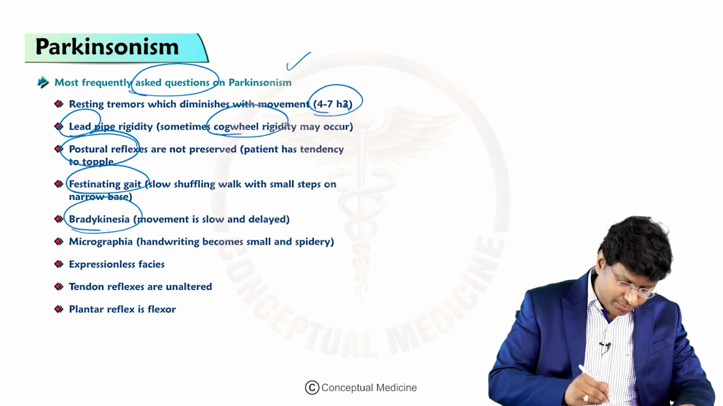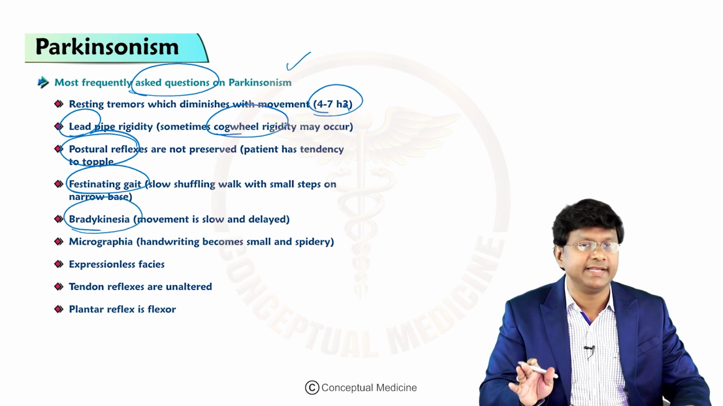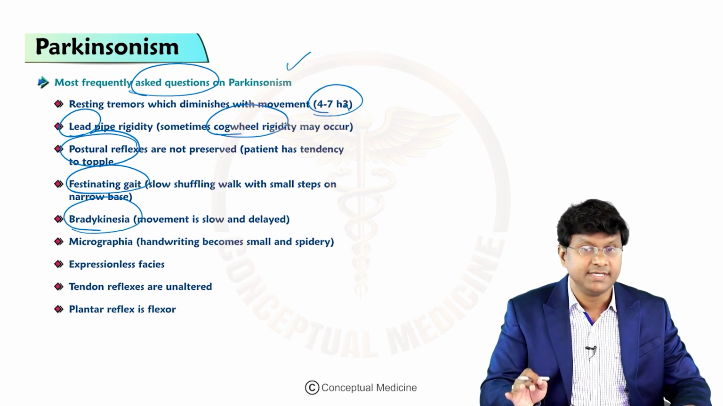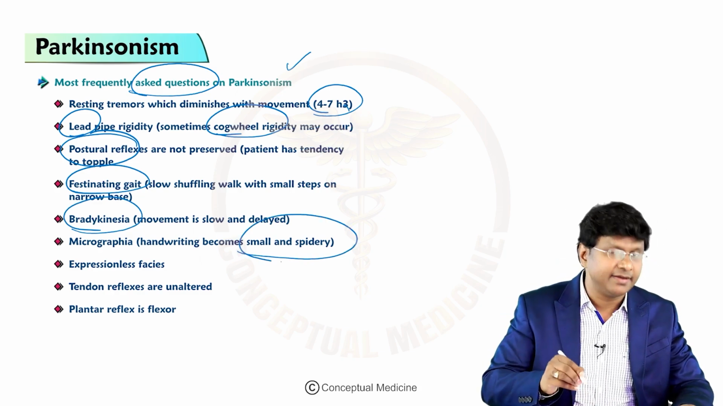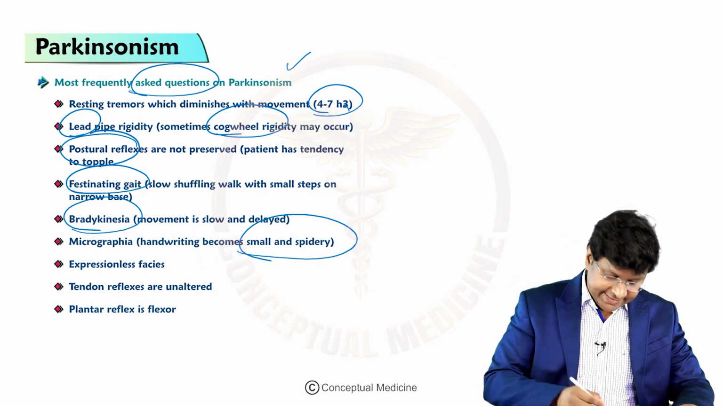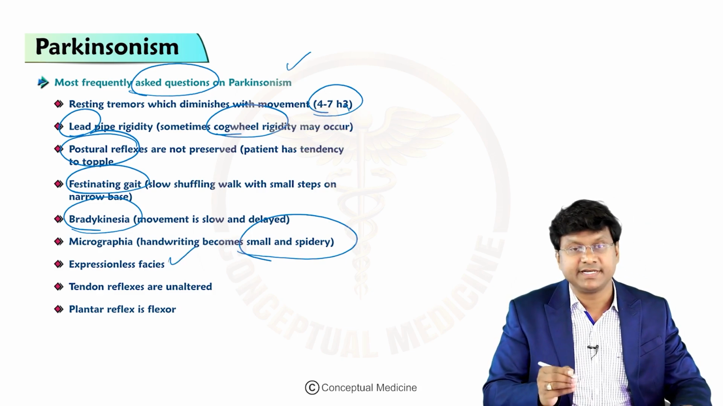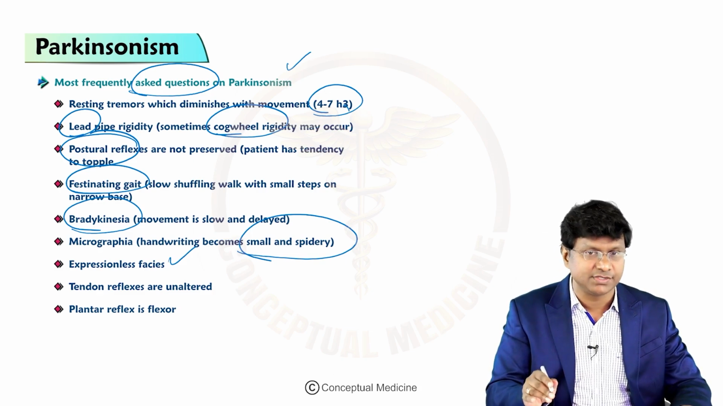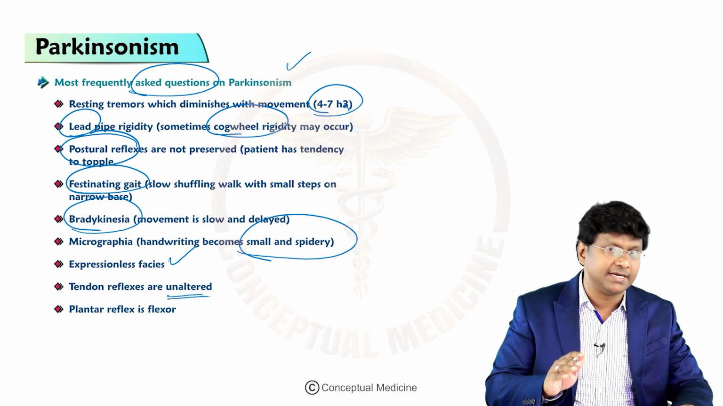And what will happen to the movement? The movement is slow and delayed. That is called bradykinesia. And what will happen to the handwriting? The handwriting becomes small and spidery. That is called micrographia. They will have mask-like faces. That is called expressionless faces. And tendon reflexes are unaltered.